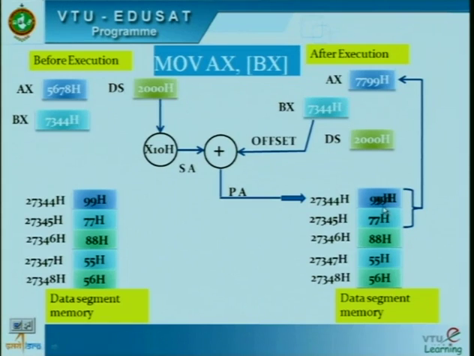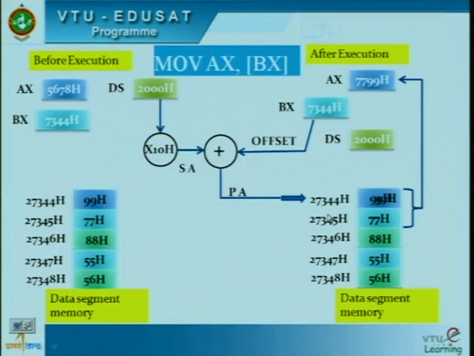You already know that 8086 is a 16-bit microprocessor, where whenever it transmits data to memory, or receives data from the memory, it always handles 16-bit data. So that is the reason why in the data segment memory I am showing you that two memory locations are being considered. One is 27344H, another one is 27345H. So the contents of these two memory locations give me a word data, and this word data will get copied onto the destination register. In this case it is AX.